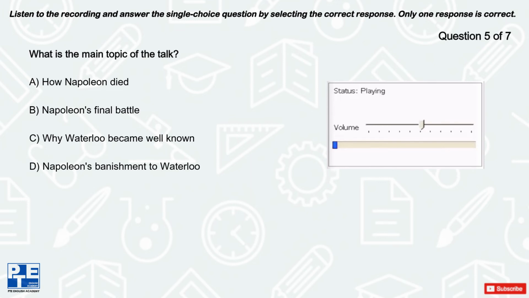There is a small town in Belgium called Waterloo. This small town became very famous because of Napoleon's last battle. A lot of his soldiers were killed and injured at Waterloo. As a result, he was removed from his emperor's throne and sent to St. Helena, where he died in 1821.